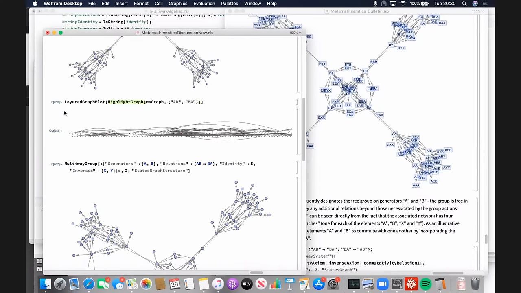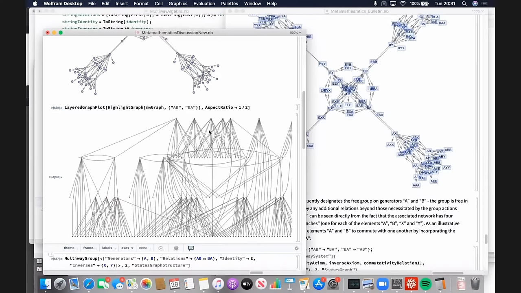Well, we just need slices where one of these. I suggest that you say aspect ratio to a half for that layered graph plot. Sure. Okay, I think that's more revealing, but only just. Okay, so now, where do you think the foliation goes here?